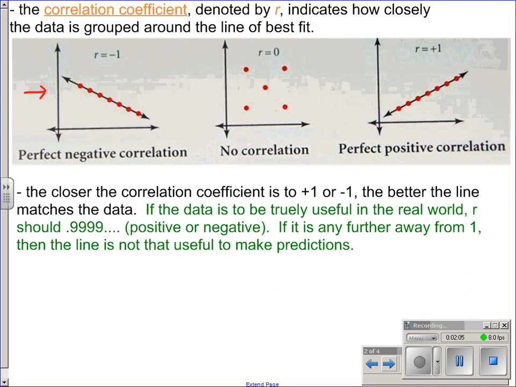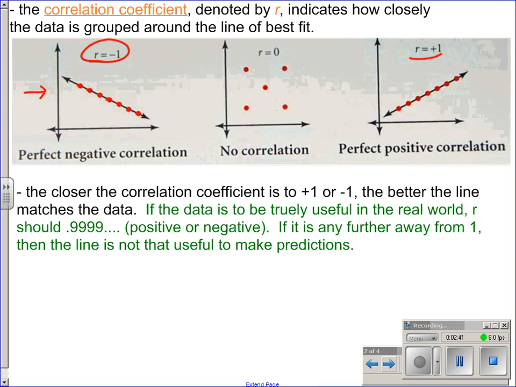So with this first one here on the left, r equals -1, you'll notice every single point is right on that line. Okay, that is a perfect fit. That line perfectly matches every single data point. That's why you have this correlation of a 1. Now, again, the slope of this line is a negative slope, which is why we have a -1. Okay, so the negative or positive just tells you about the slope. The closer the number is to 1, the better the correlation is between the line and the actual data points.